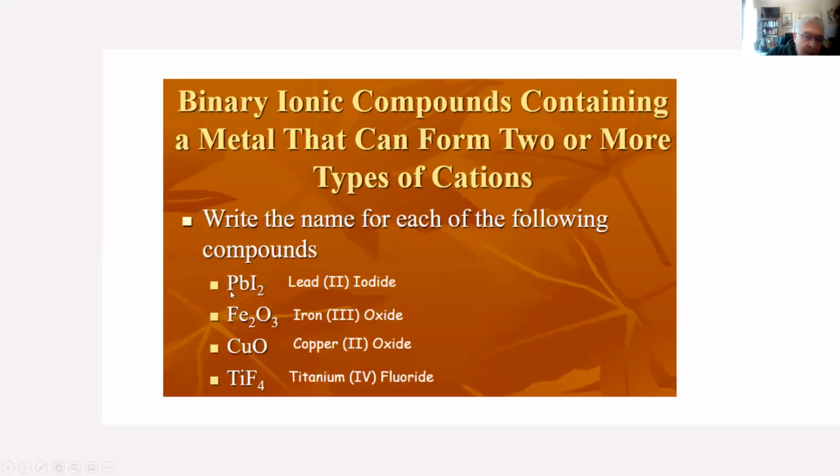Here you have some examples of, for example, lead can be 2 or 4. In this case, it's 2. Then you have to write the charge into parentheses. Iron is 3 in this case. Copper in this case is 2. And titanium in this case is 4.